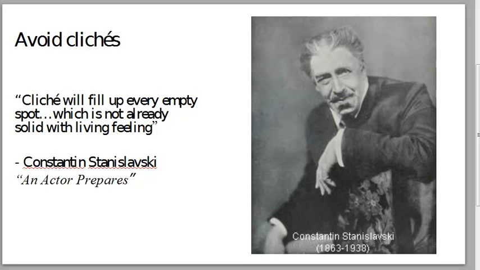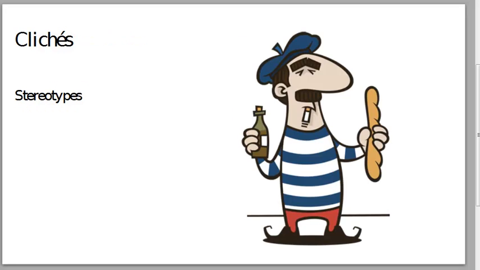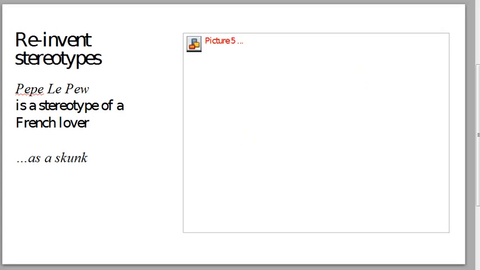In other words, if you're not feeling it, if it's not coming from the heart, the chances are it's going to be a cliche. The cliche is usually the thing that comes to our brains the first, because it's the most familiar. But you need to dig deeper and find stuff which is interesting. So we need to avoid cliches. Here's a stereotypical fighting Irishman, stereotypical Frenchman, stereotypical German. We need to find ways of doing these things that are more fun.